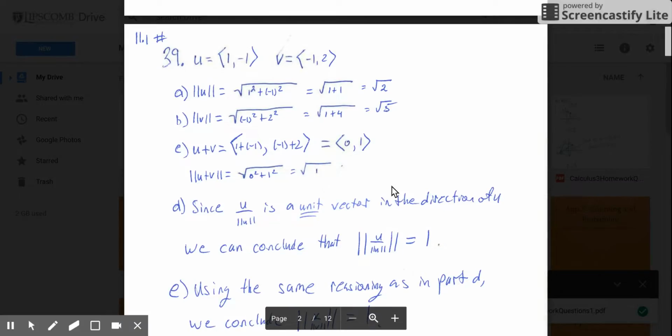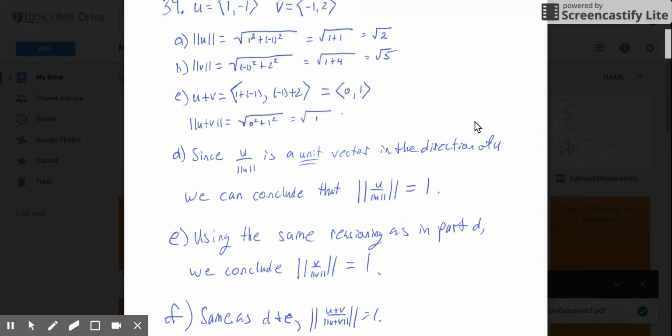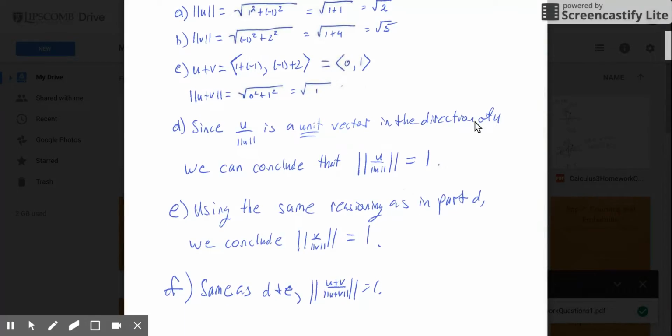Problem 39. Here we're asked to find several things. All of these really go back to using some of our formulas. So I'm not going to speak too specifically here, but we're asked for magnitude of u, magnitude of v. We've been doing that for quite a while, so I think those are probably okay. We're asked for u plus v, as well as the magnitude of that. So again, calculate u plus v and then find its magnitude.